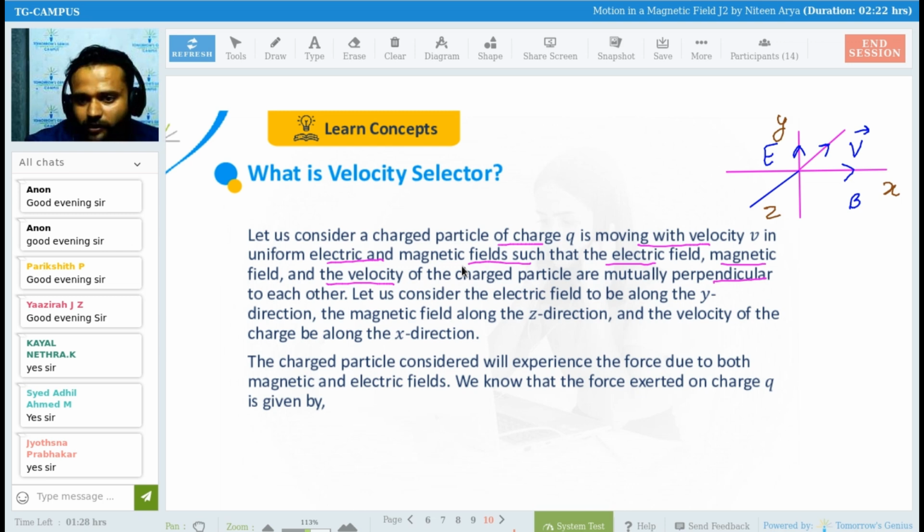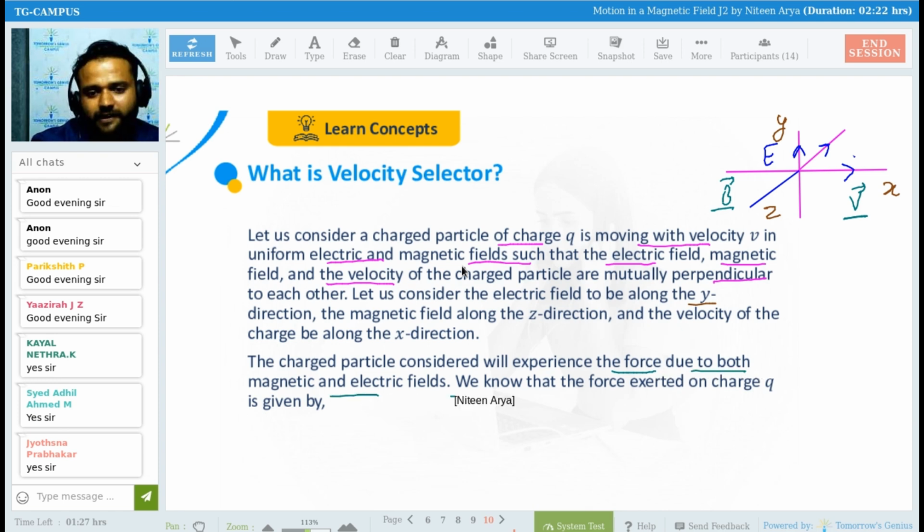Let us consider the electric field along the y direction and the magnetic field along z. Just change the position or naming of v and b. So now it is exactly what is written on the page. In the z direction we have the magnetic field, in the x direction we have the velocity, and in the vertical direction we have the electric field. The charged particle considered will experience a force due to both.